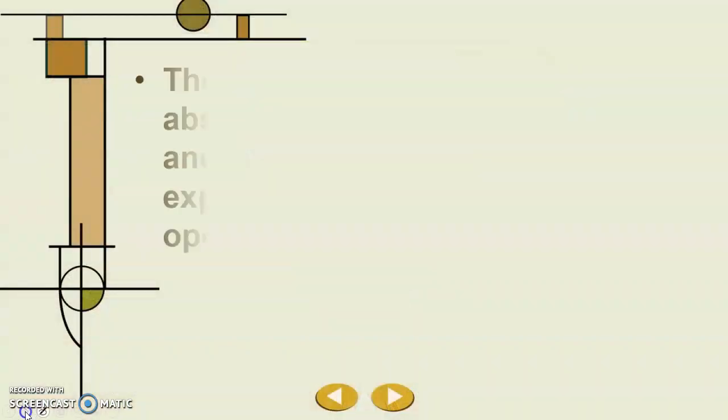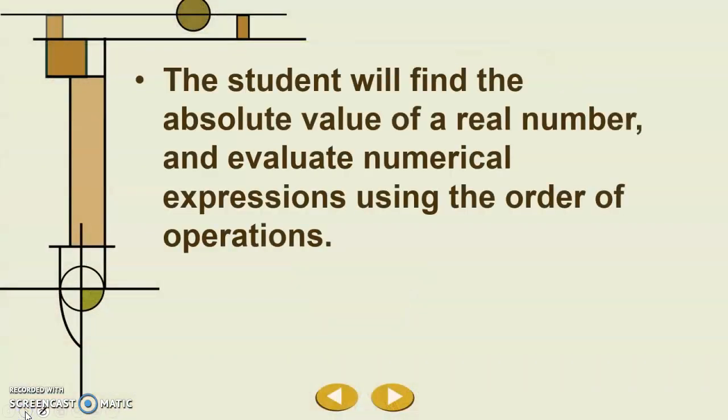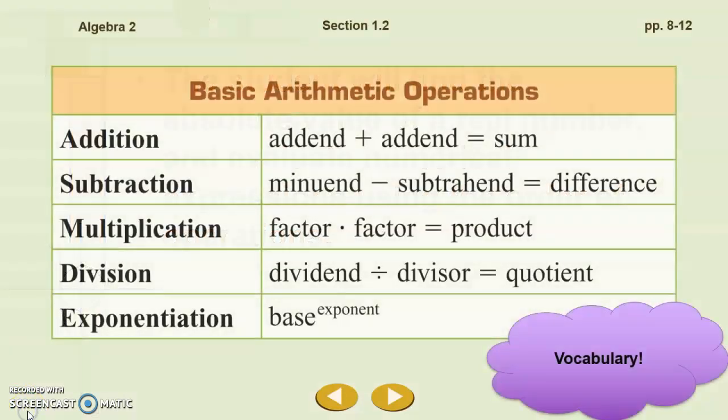So our objective for today is that you, the student, will find the absolute value of a real number and evaluate numerical expressions using the order of operations. We're also going to review how to add and subtract integers with same signs and different signs as a quick review. So let's take a look at some basic arithmetic operations.